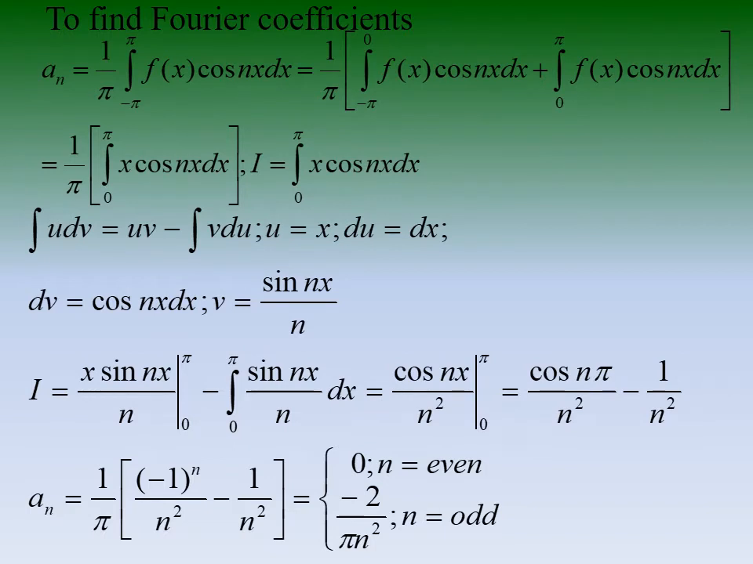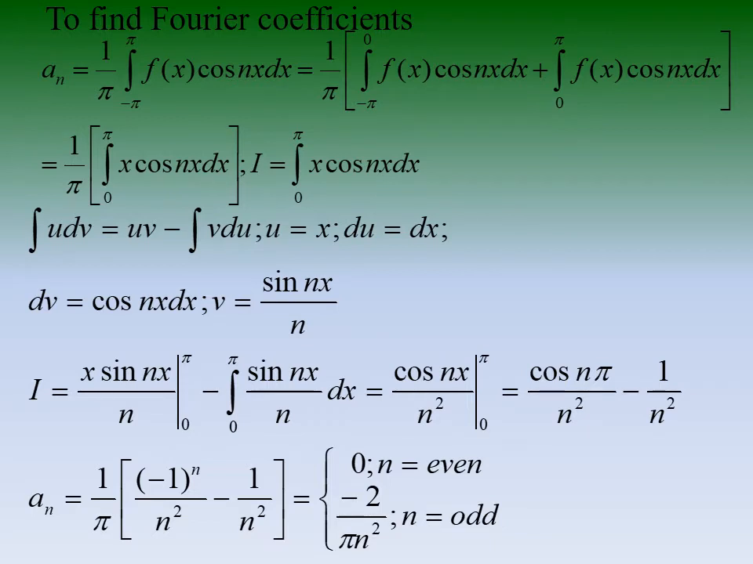Now we'll find the Fourier coefficient a n. So a n is equal to 1 by pi integral from minus pi to pi f of x cos nx dx. This can be written as 1 by pi integral from minus pi to 0 f of x cos nx dx plus integral from 0 to pi f of x cos nx dx. And from minus pi to 0 f of x is equal to 0. So this is equal to 1 by pi integral from 0 to pi x cos nx dx. I have taken I is equal to integral from 0 to pi x cos nx dx.